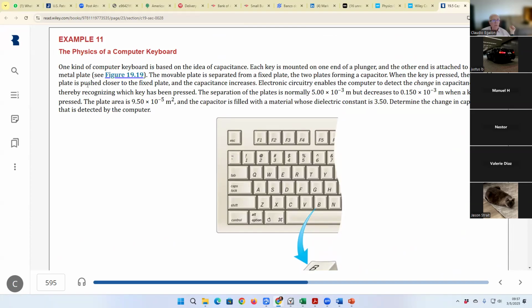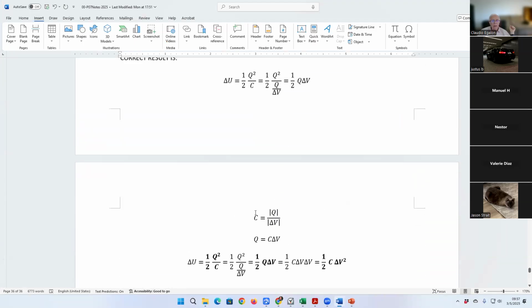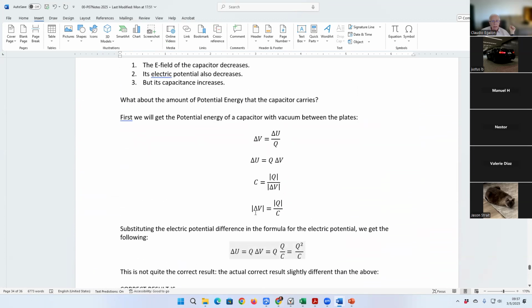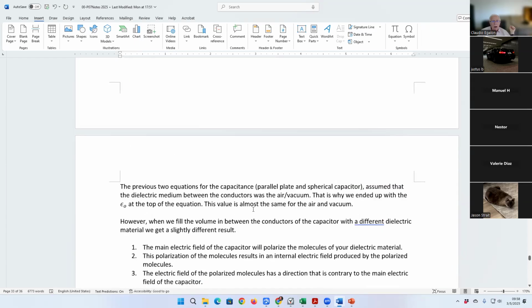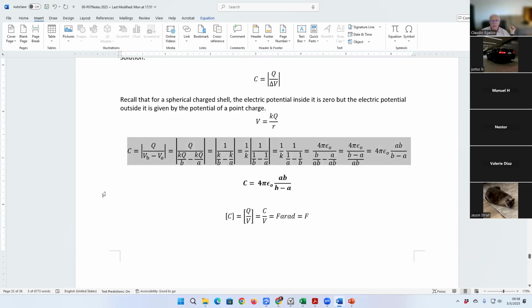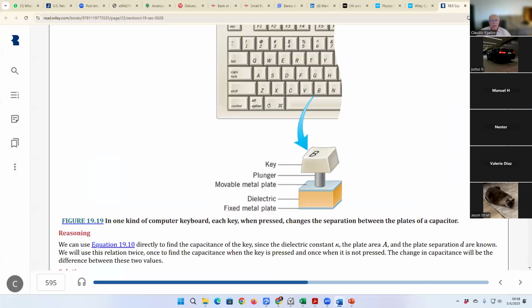When the key is pressed, the movable plate is pushed closer to the fixed plate and the capacitance increases. The distance between the plates decreases. If the distance decreases, the capacitance must increase, right? So go back to our result for the capacitance of a parallel plate capacitor. Here for the spherical capacitor, and here for the parallel plate capacitor. You decrease the separation of the plates, and consequently, the capacitance increases. The moment we press the key, we have this variation in the capacitance.